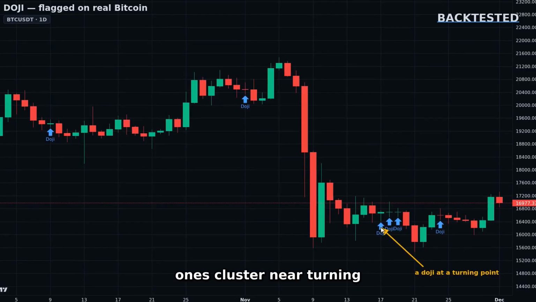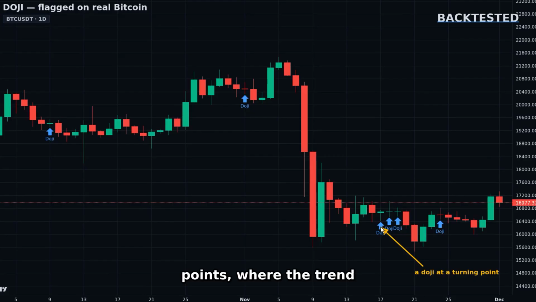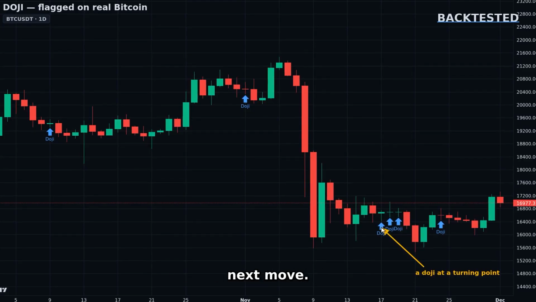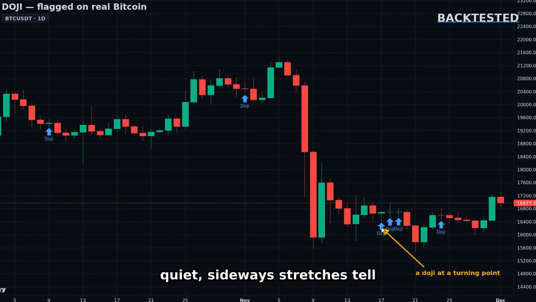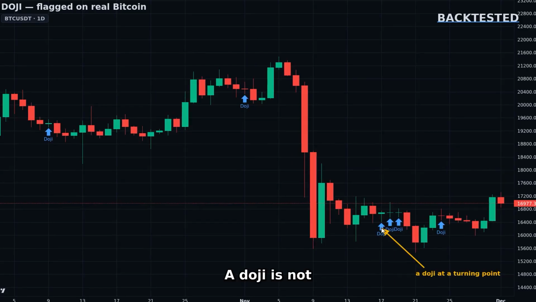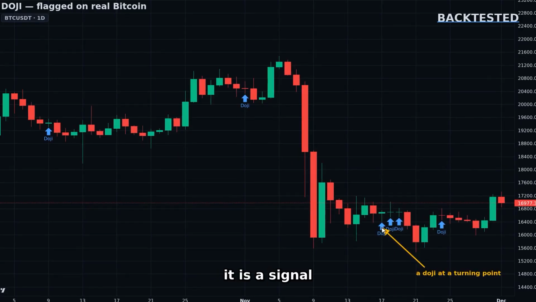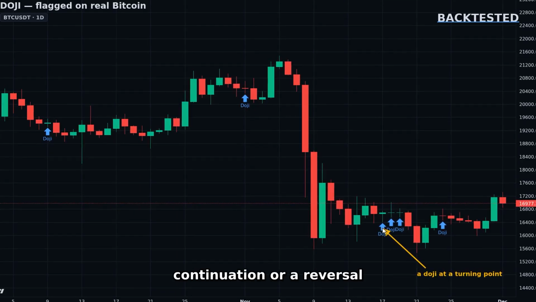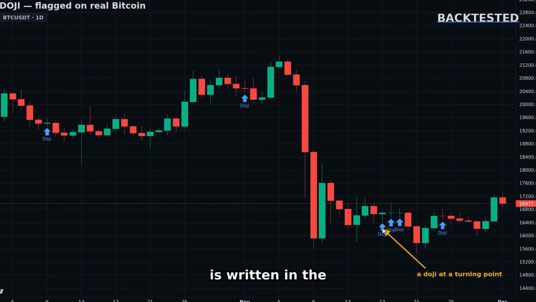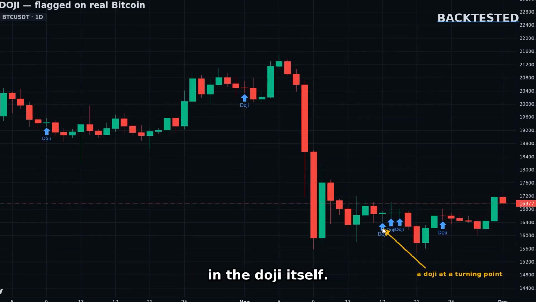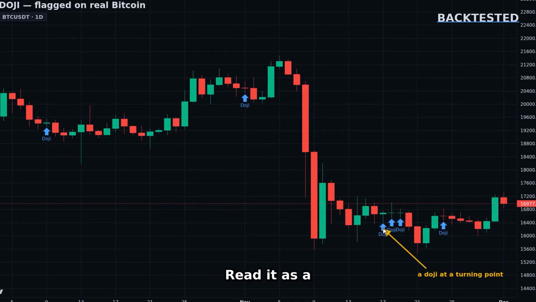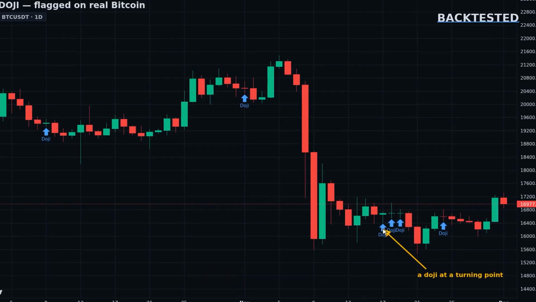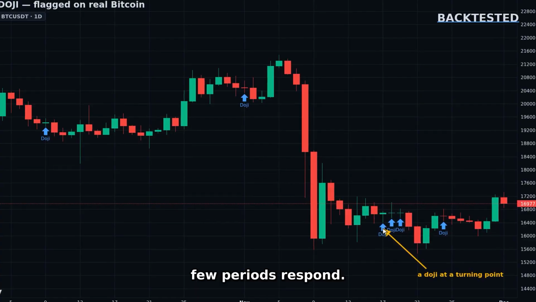Notice how the interesting ones cluster near turning points, where the trend pauses before deciding its next move. The dojis buried inside quiet, sideways stretches tell you almost nothing. A doji is not a signal to act, it is a signal to pay attention. Think of it as the market catching its breath. What comes next, a continuation or a reversal, is written in the candles that follow, not in the doji itself. Read it as a question, never an answer, and let the next few periods respond.